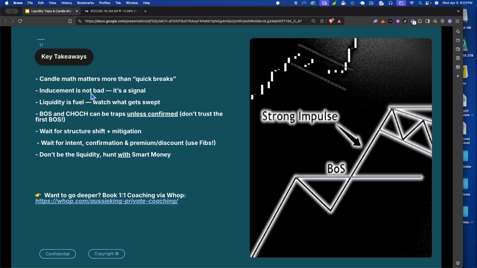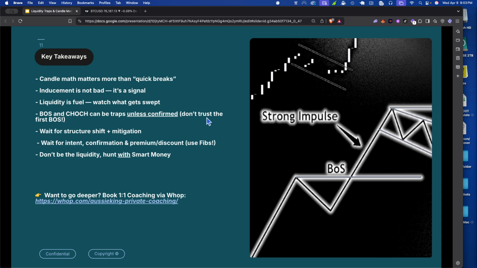Inducement is not bad at all. Inducement is great, but it's a signal, because liquidity is fuel for smart money. We need to watch for liquidity to get swept. Once the liquidity is swept, we can then take our positions. And obviously, breaker structure and change of character can be traps unless confirmed, right?